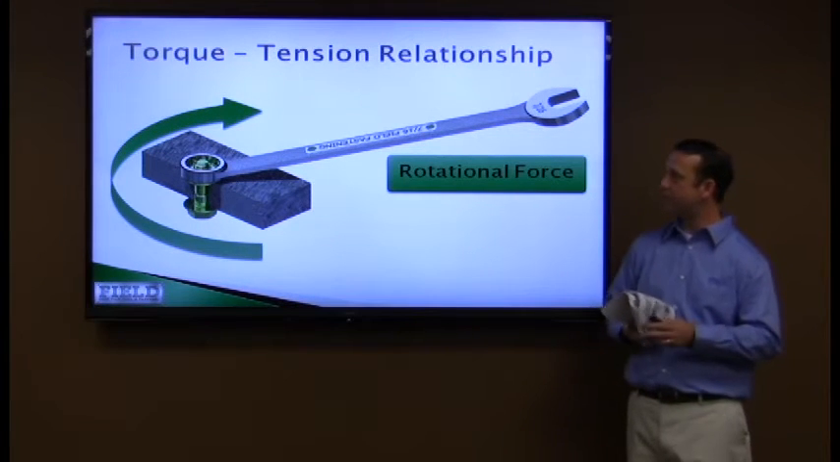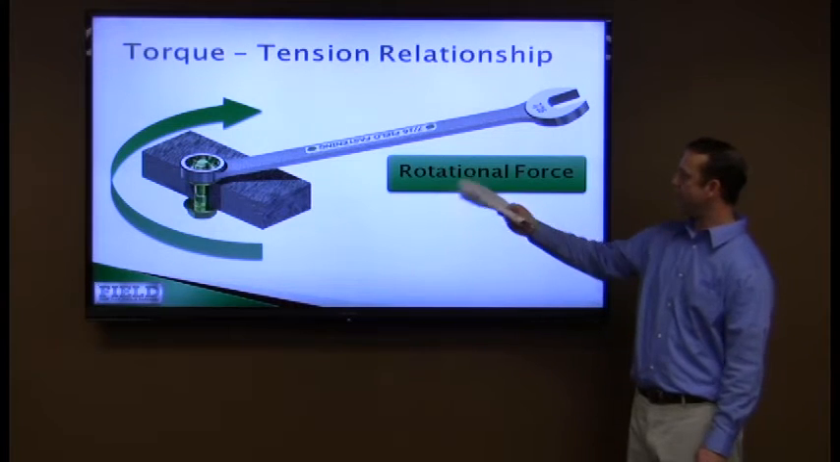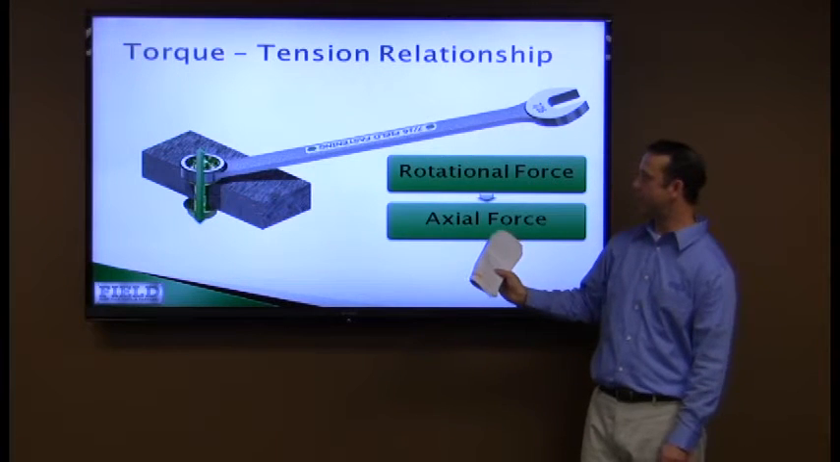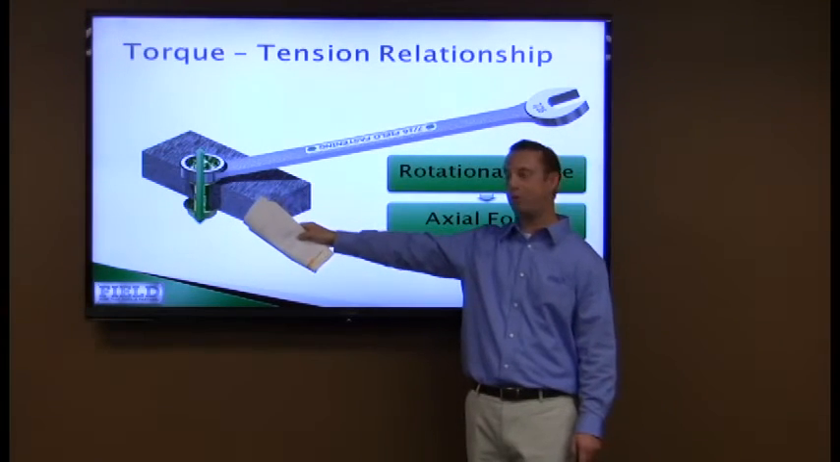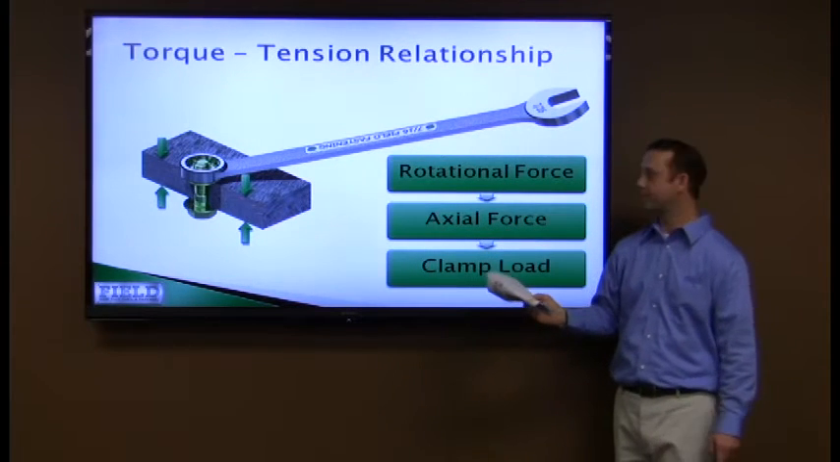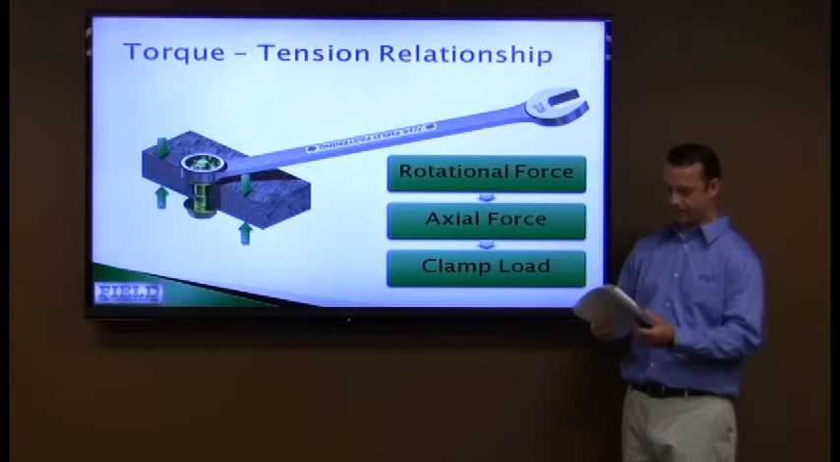So again, just to explain the torque-tension relationship in basic, simple terms, we're going to add a rotational force to the fastener, either through the head or the nut. That's going to create an axial force in the bolt. And what's that going to do? That's going to create clamp load in the joint. And again, your axial force is equivalent to your clamp load right there.